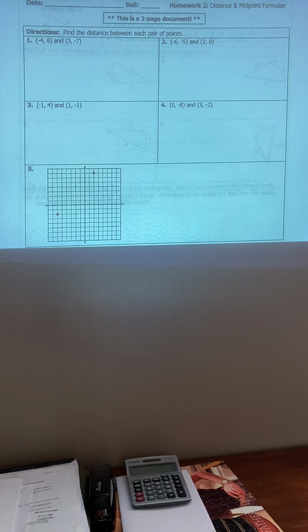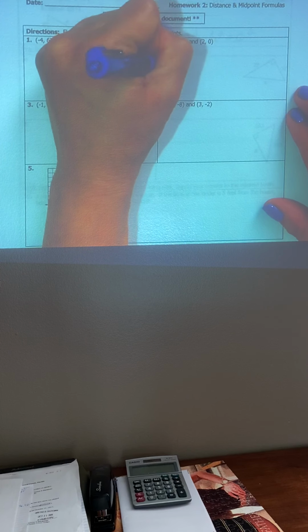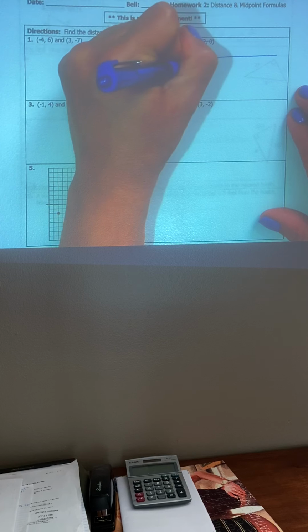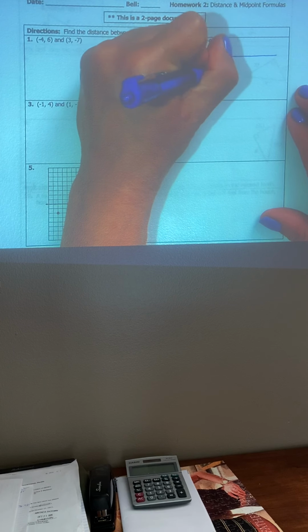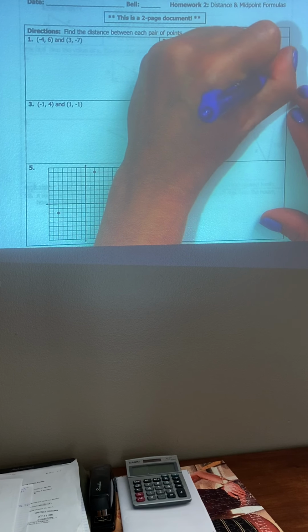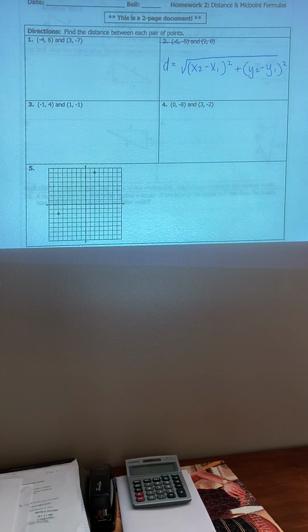We'll just do a couple problems. Let me write the distance formula in here: the square root of x2 minus x1 squared plus y2 minus y1 squared. Okay, so let's do the first one.